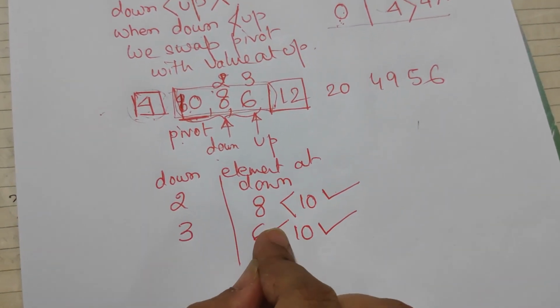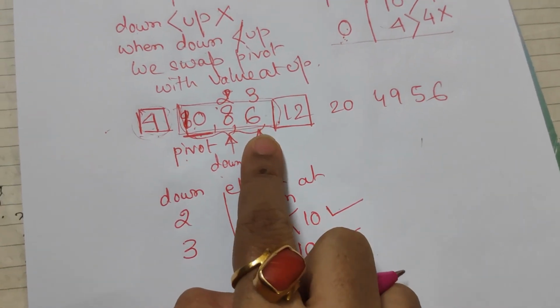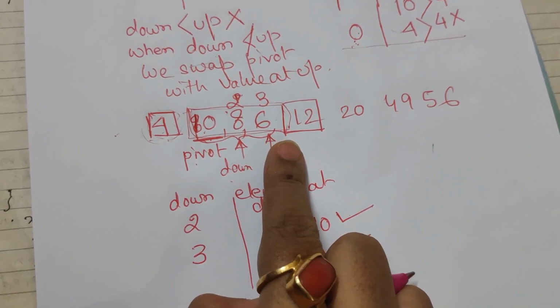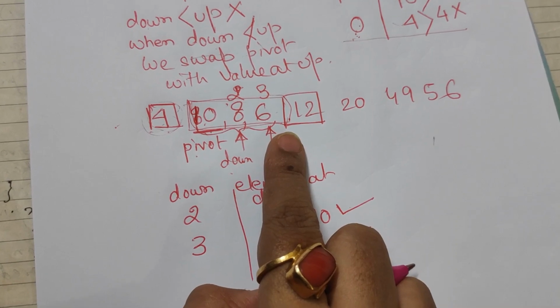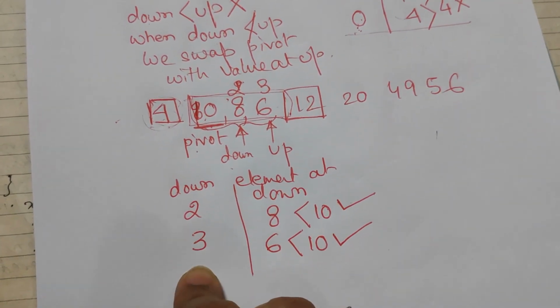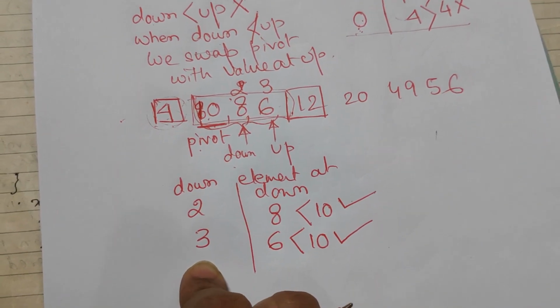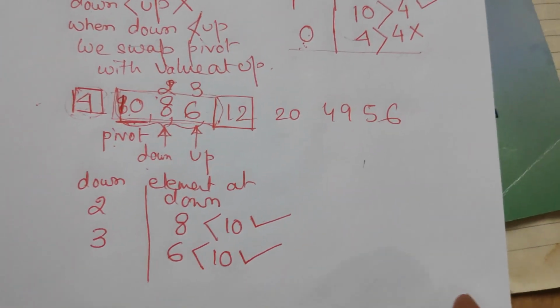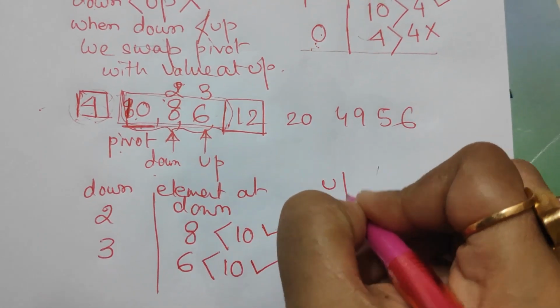Now when we proceed with the down, we will see that there are no more elements in this list. There are no more elements in the list. Correct? So we will be halting with down at 3. Now let us come to up.